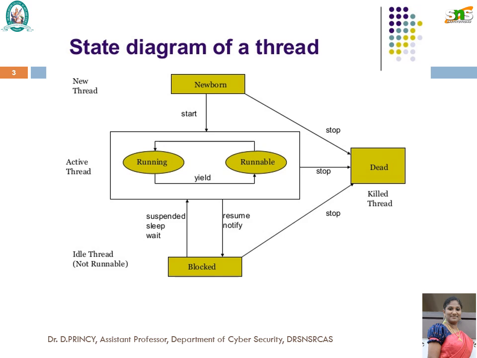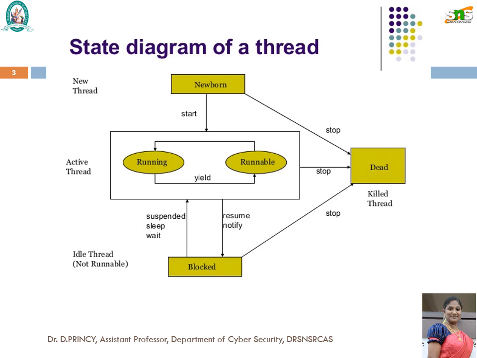This is a state diagram of a thread. When we create a thread, it will be in the newborn state. If you want to move the thread from newborn state to the runnable state, we can use the start method. From running state to runnable state, we use the yield method. Both states are said to be active states.